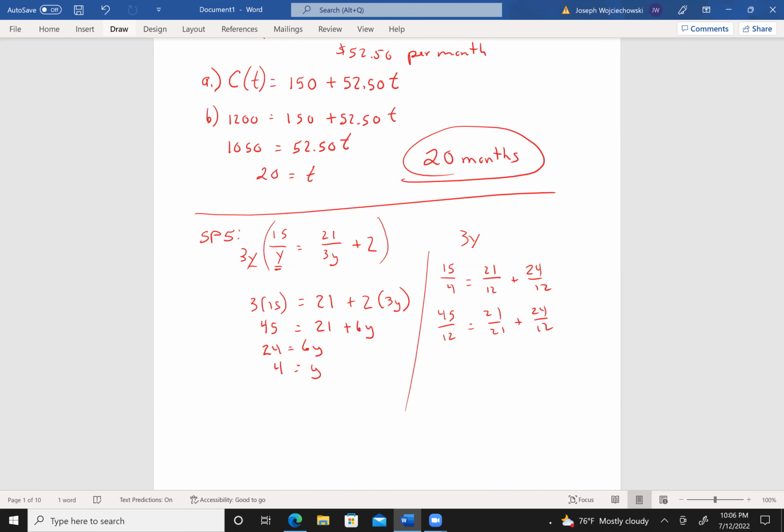Multiplied by 3 over 3, which is 1, but gives me the common denominator. This is 12, not 21. So this is 45 over 12, and this is 21 plus 24, which is 45 over 12. So that's it. That is my answer, my solution set containing the number 4.